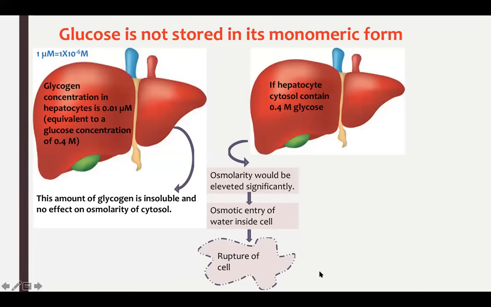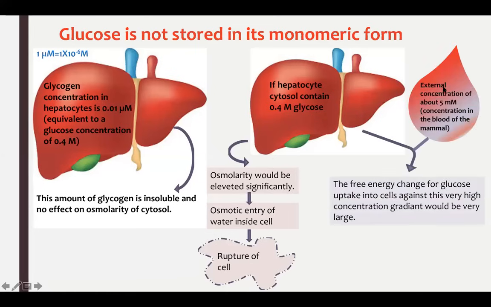This is not the only reason. There is another reason: the external concentration of glucose in blood is about 5 millimole. So this is the concentration in the blood. If this was 0.4 mole and this is 5 millimole, then the free energy change for glucose uptake into the cells against this very high concentration gradient would be very large.